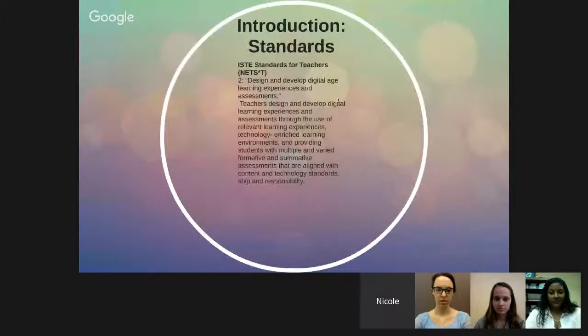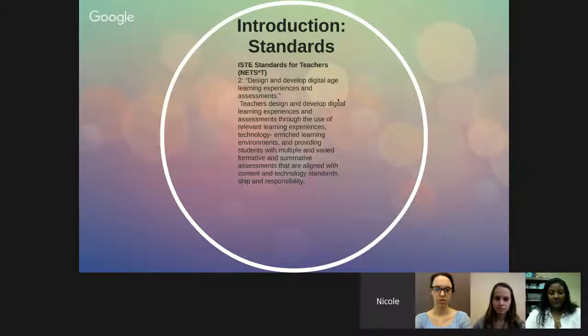I had teacher standard number 2, number 4, and student standard number 2. They are the ISTE standards, which stands for the International Society for Technology in Education. The second ISTE standard for the teacher is to design and develop digital age learning experiences and assessments. This standard is all about teachers designing, developing, and evaluating authentic learning experiences and assessments with the use of technology. Teachers incorporate digital tools and resources to promote student learning and creativity.